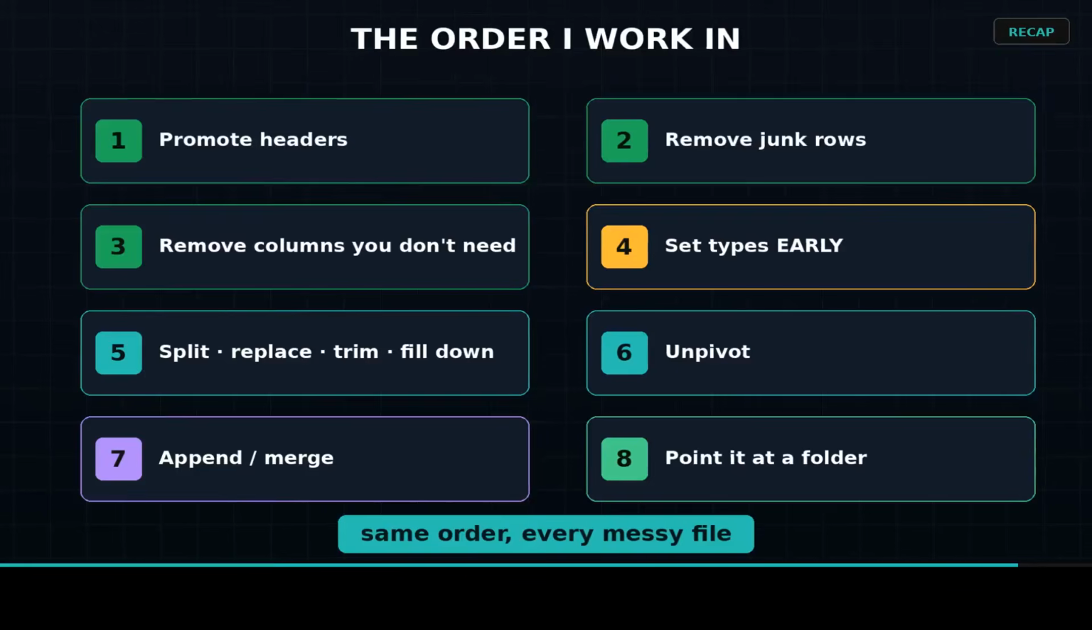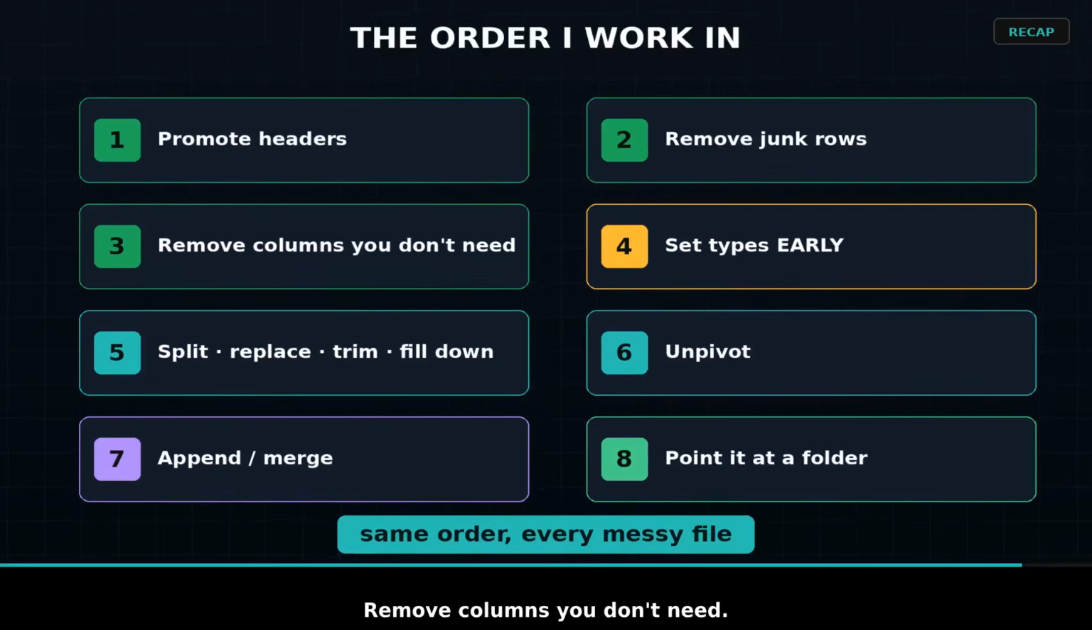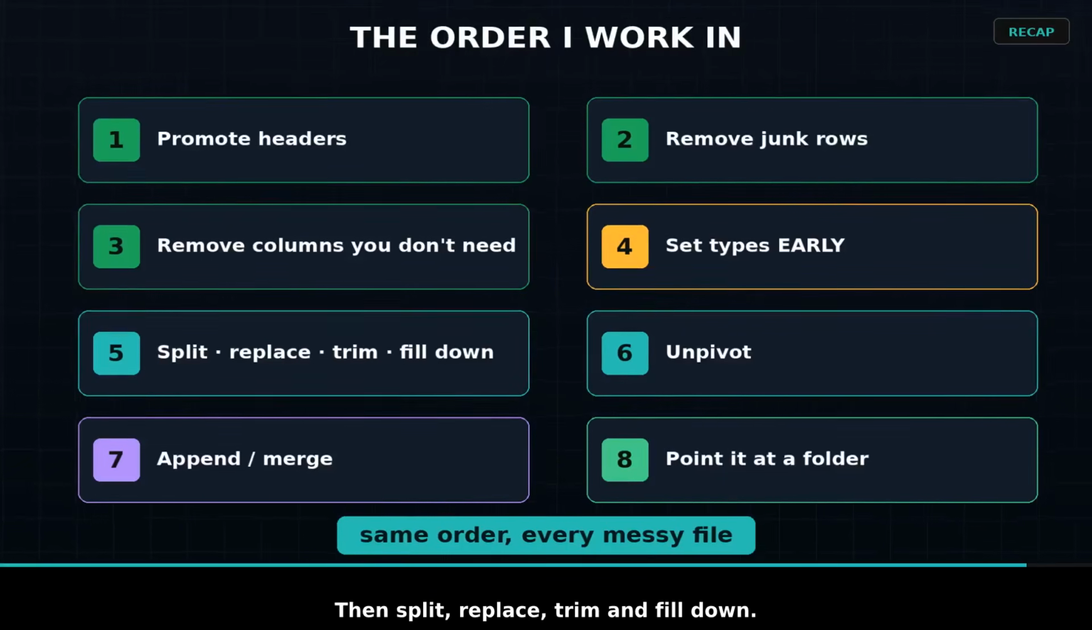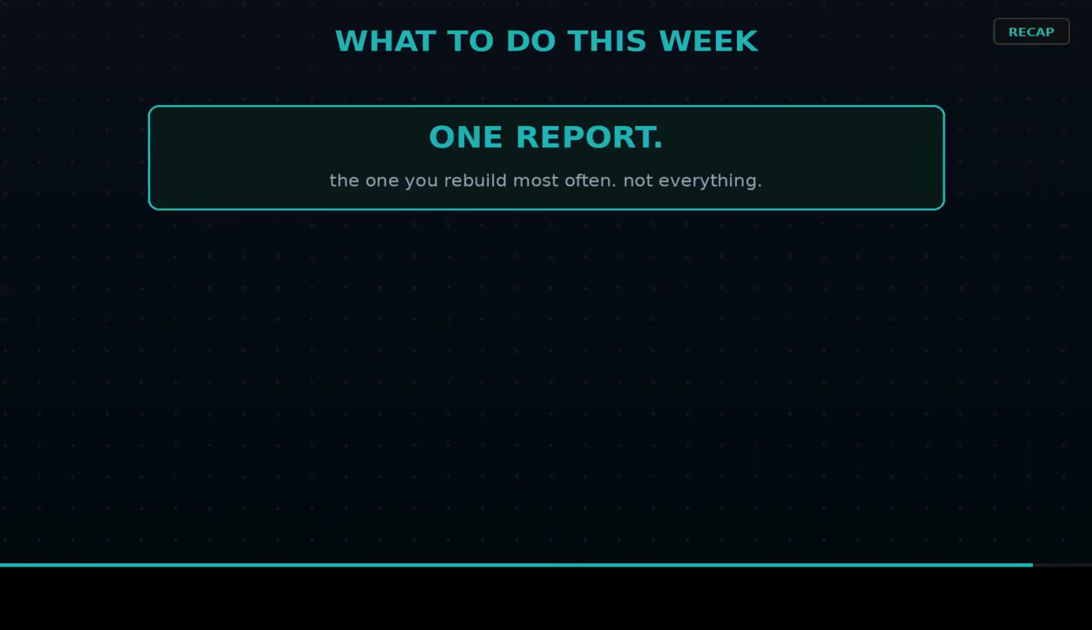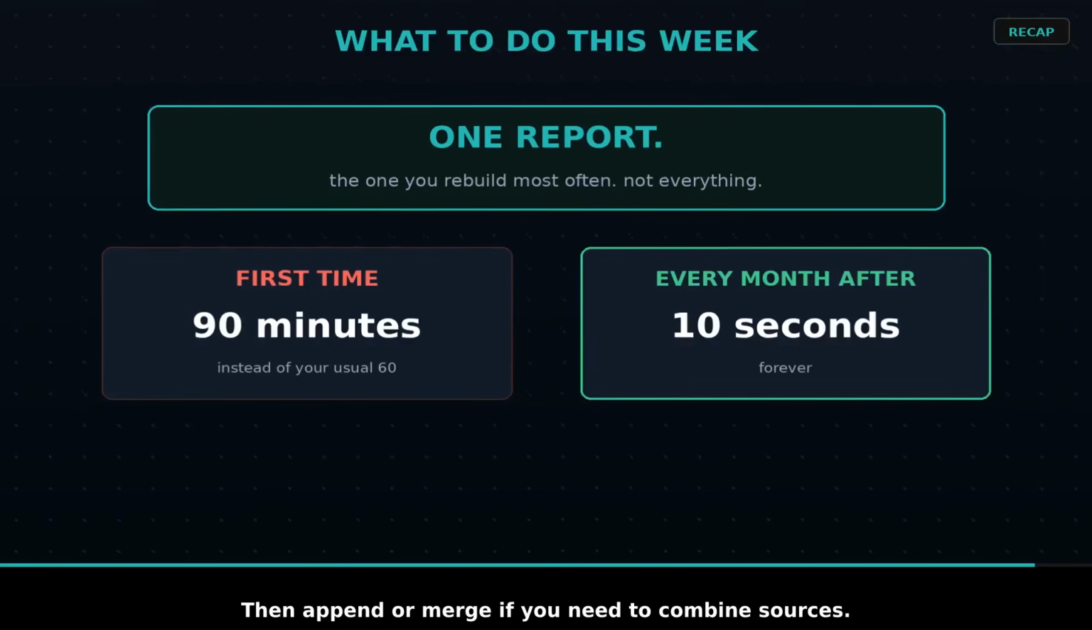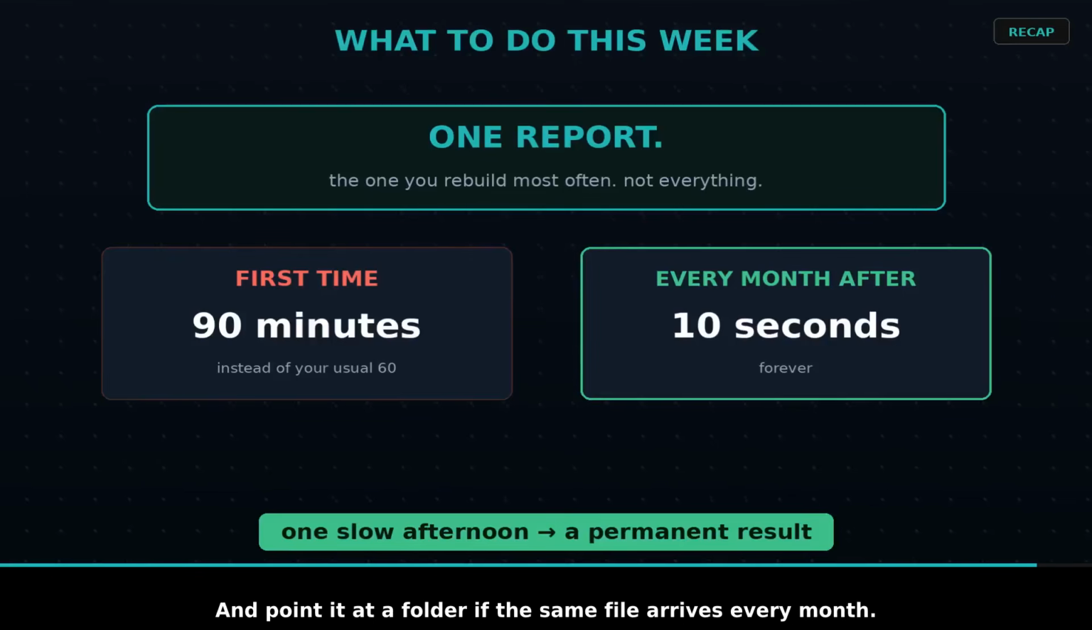The order I'd work in: promote headers, remove junk rows, remove columns you don't need, set your types early, then split, replace, trim, and fill down. Then unpivot to get out of crosstab shape and into one row per observation. Then append or merge if you need to combine sources. And point it at a folder if the same file arrives every month.